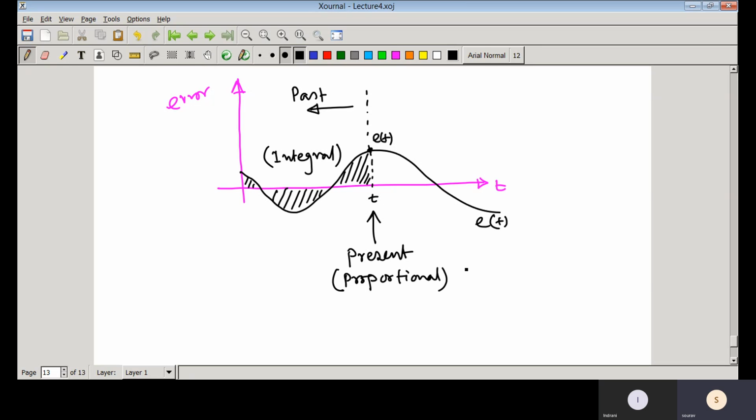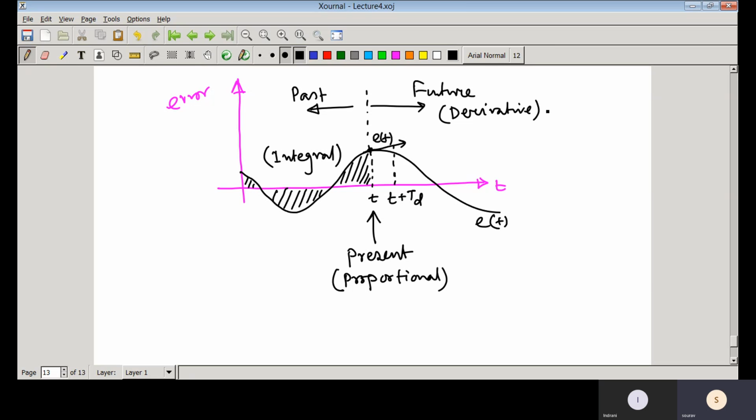And in case of the derivative controller, it actually takes the slope at this moment. That means it just predicts after some time, depending on what Kd value you have chosen, it takes some value, say suppose t plus Td. So after t plus Td, what would be that value? Depending on that, the controller generates some control input. That means the future is associated with the derivative controller.